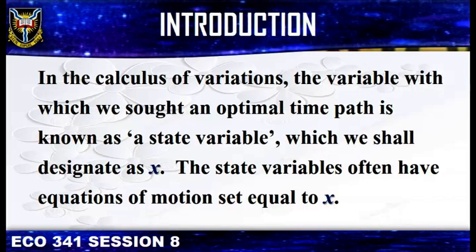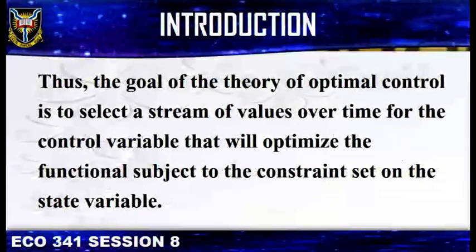The state variables often have equations of motion set equal to x-dot. Thus, the goal of the theory of optimal control is to select a stream of values over time for the control variable that will optimize the functional subject to the constraint set on the state variable.